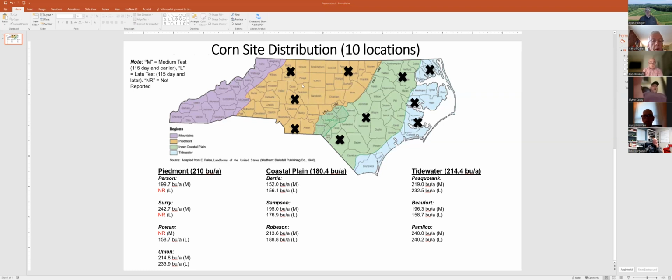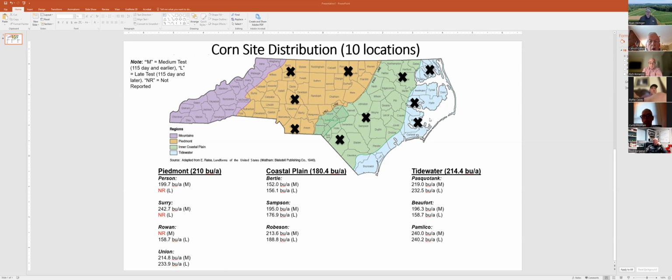But then we had locations out here in the western Piedmont, one in Surry County, one in Rowan County, one in Union, and these are all represented in our Piedmont region. So when I start talking about Piedmont regions, this is where that data is coming from. We had 3 locations in the coastal plain, one in Bertie County, one in Sampson, one in Robeson. And then we have 3 locations in what I call the Tidewater. You can really call it Blacklands, there are a lot of names for this region. I call it the Tidewater: one in Pamlico, one in Beaufort, and one in Pasquotank.